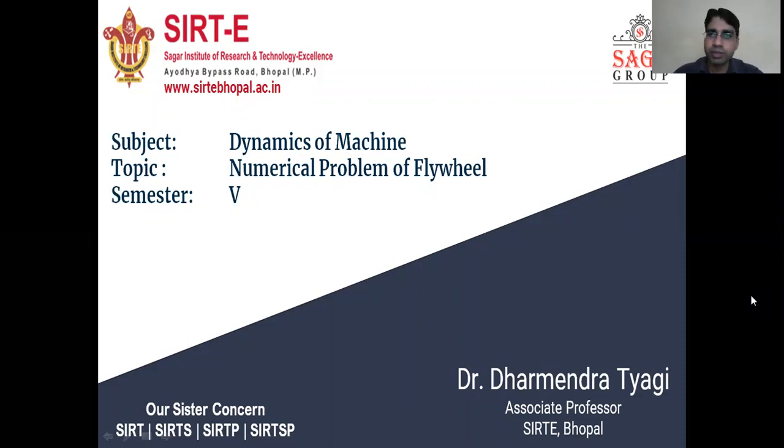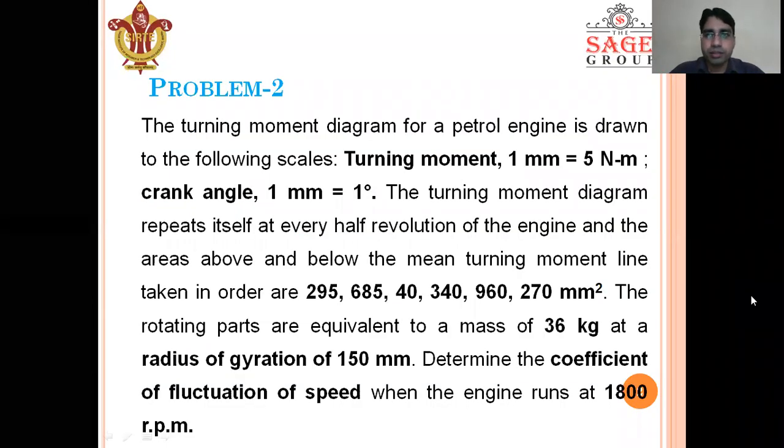Now we have to solve one numerical problem in this lecture. This is the second numerical problem; we solved the first in the previous lecture. The problem: the turning moment diagram for a petrol engine is drawn to the following scale. That means a scale is given for turning moment and crank angle.